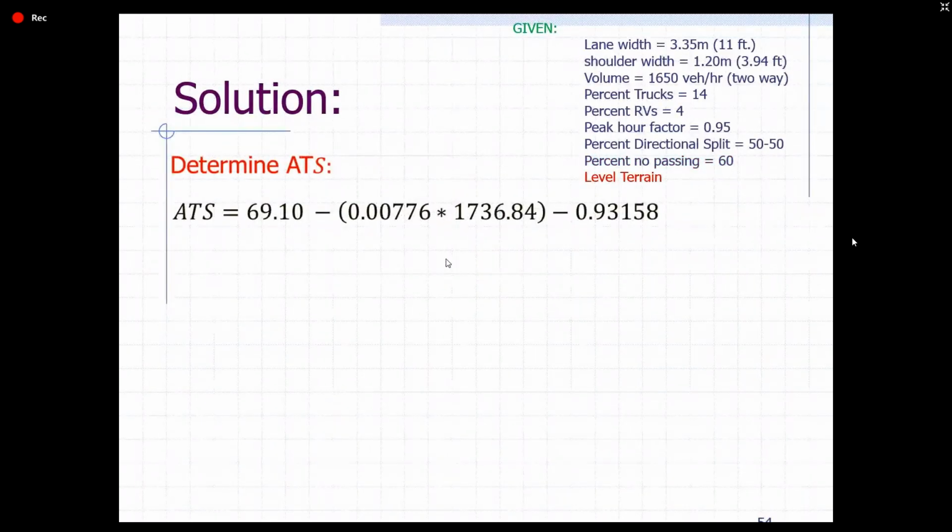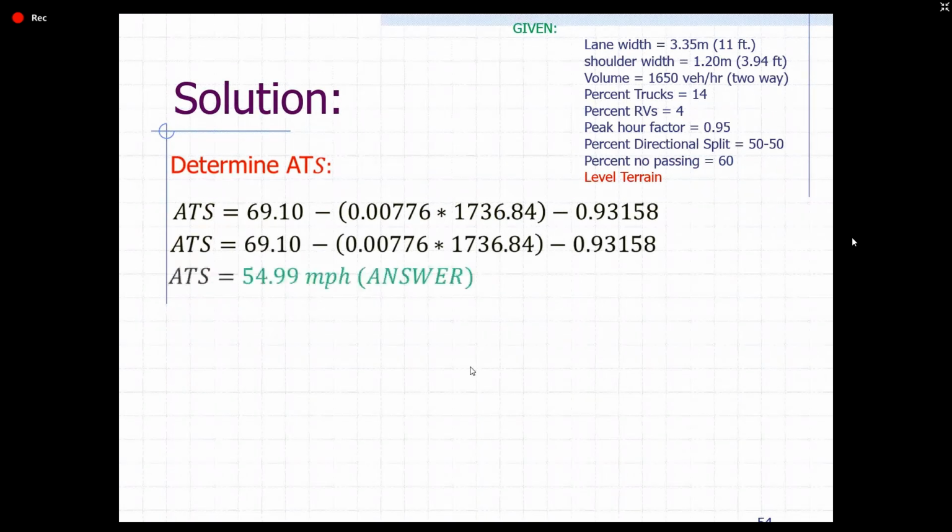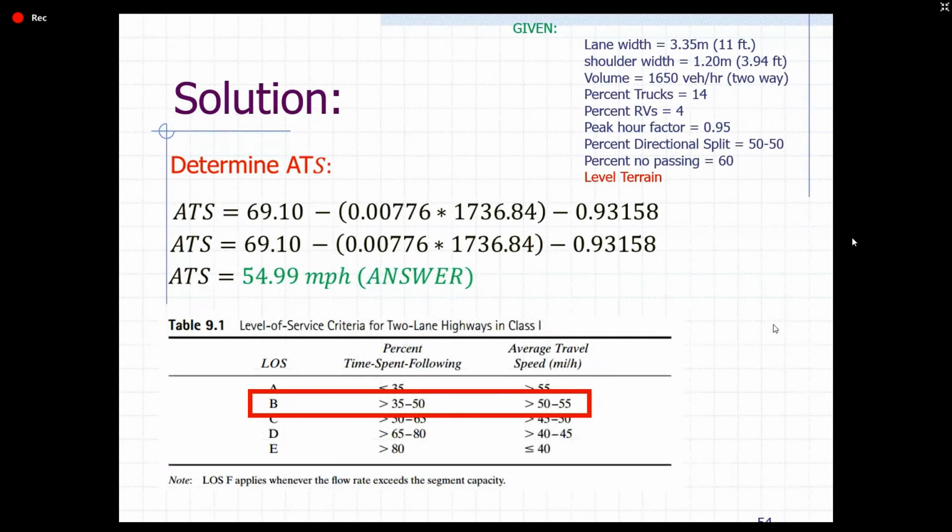Substituting our factor with respect to your no passing zone, you now have your average travel speed, which is 54.99 miles per hour. Or if we are going to determine using your Class 1 highway, this is level of service B. Okay? Pero kapag Class 2 highway siya, hindi natin siya pwedeng kunin. Kasi sa Class 2 is PTSF lang yung pwede nating gamitin.